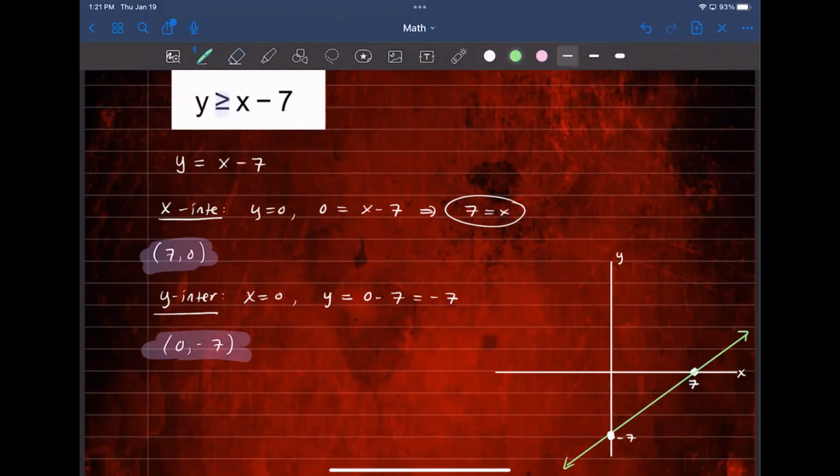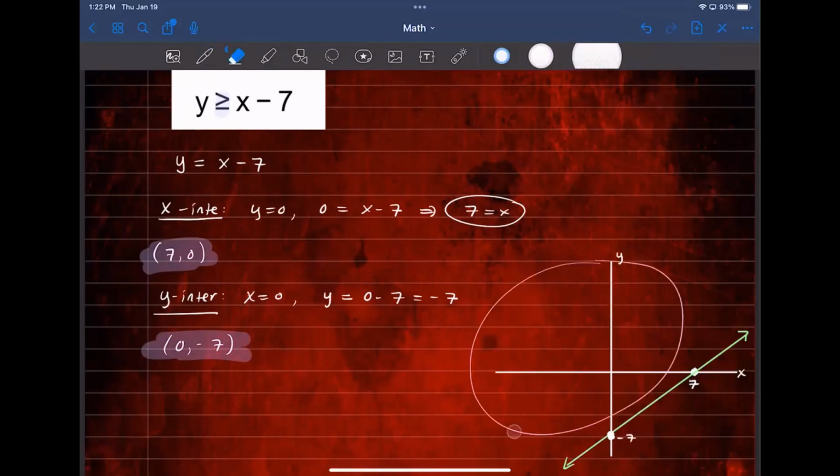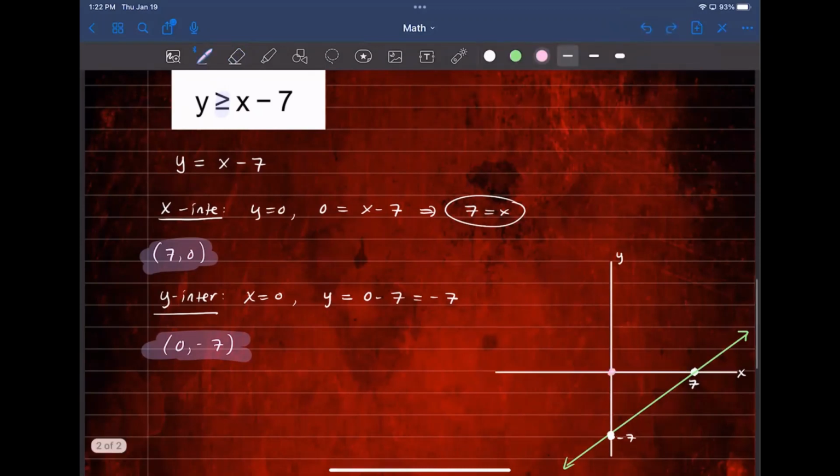For example, if I want to shade in the upper half, I can pick a point that lies on this particular region, so anything besides the boundary line. So I can pick, for instance, this point, the origin. So this one right here. Will that make the inequality true? So let's test. Will 0, 0 make this inequality true?